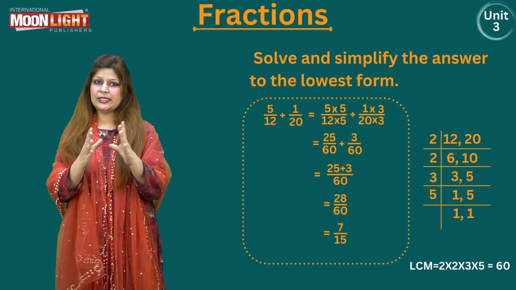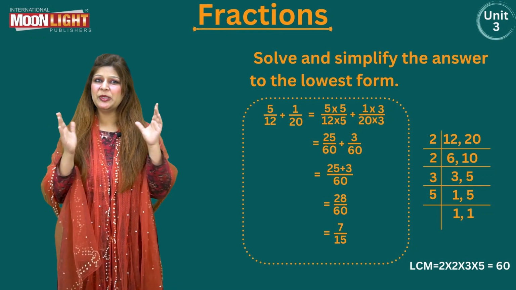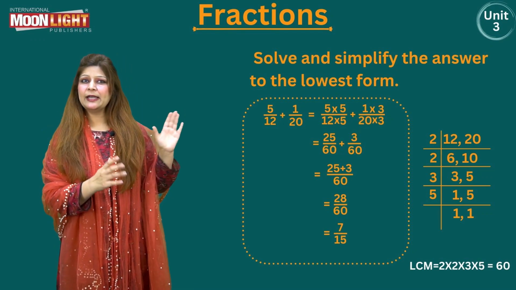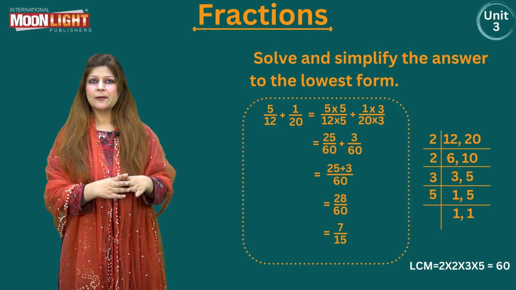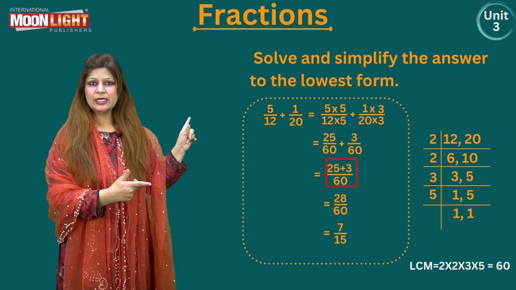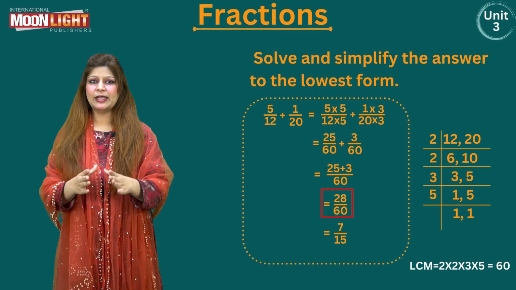Now how do we add these together? Because now they are like fractions, I'm going to add the numerators. Remember the steps. I'm going to add the numerators and write the denominator as it is. So right now 25 plus 3 divided by 60. 25 plus 3 is 28 divided by 60.